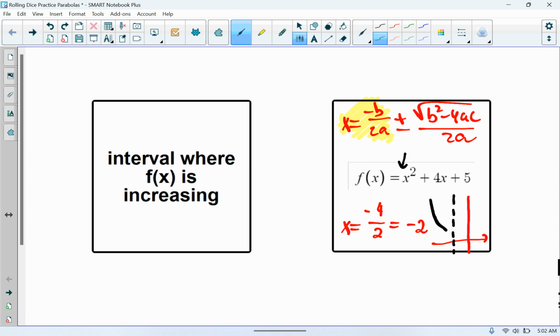So let's say it's going to look something like this. And my parabola is going to be increasing over here to the right of my axis of symmetry. So the way that I would describe it in my answer is I would say any x value to the right of 1, or for any value where x is greater than 1.